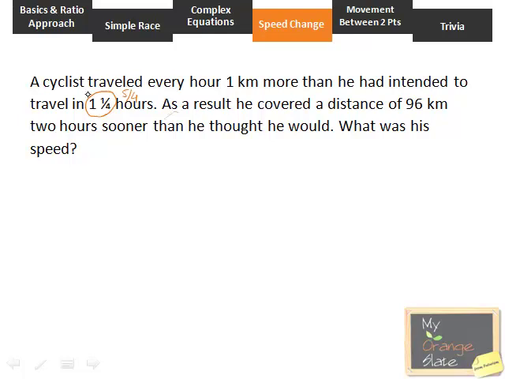Now we need to analyze the first sentence first. He had intended to travel in 1 1/4 hours. When we have to analyze the sentence, we should normally do it from the last clause. So in 5/4 hours, he would intend to travel 5/4 v kilometers. And he traveled 1 kilometer more than this. That is 5/4 v plus 1. And this is the distance that he traveled every hour. So this is his actual speed, 5/4 v plus 1.